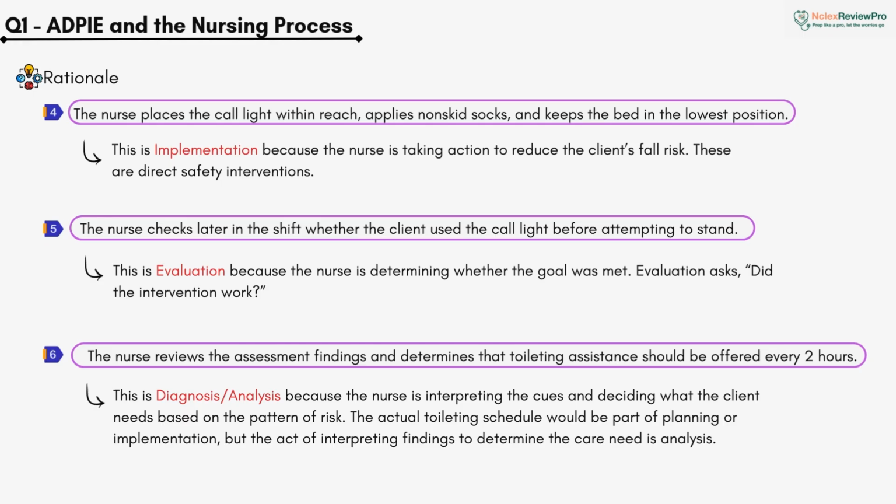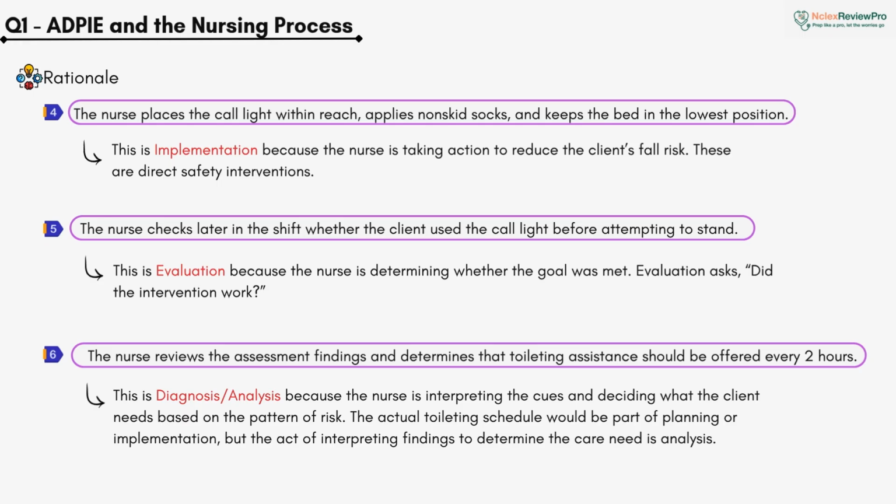Number 5 says, the nurse checks later in the shift whether the client used the call light before attempting to stand. This is evaluation. Evaluation means the nurse checks whether the goal was met. The question here is, did the intervention work? Did the client use the call light? Did the safety plan reduce the risk?